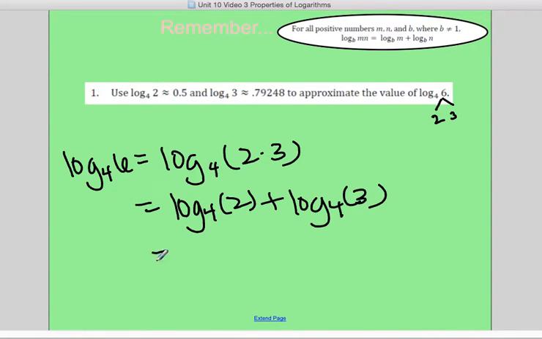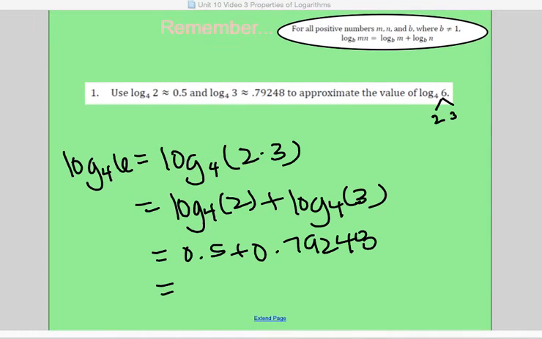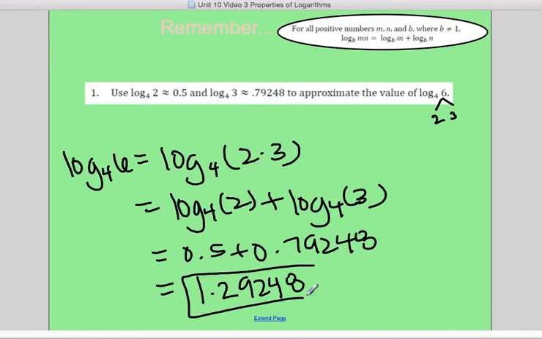So here, this would give me 0.5, and this, they tell me, is 0.79248. Okay, so all I have to do to get my final answer is to add them together. So on my calculator, I would take 0.5 plus 0.79248, and my answer is 1.29248. Okay, so if you have to do this on your quiz, make sure you use the numbers provided, because you can do this on your calculator. However, it will not give you the exact same answer that I have here. Okay, so there is example 1.